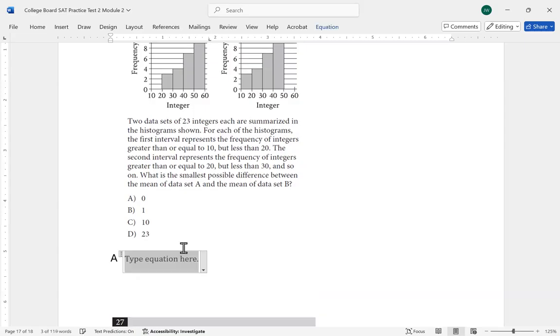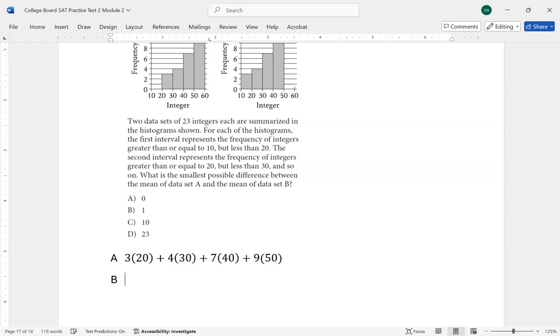It could be that we have 3 copies of the number 20, and we have 4 copies of the number 30, and we have 7 copies of the number 40, and 9 copies of the number 50. So we could have A be that way.